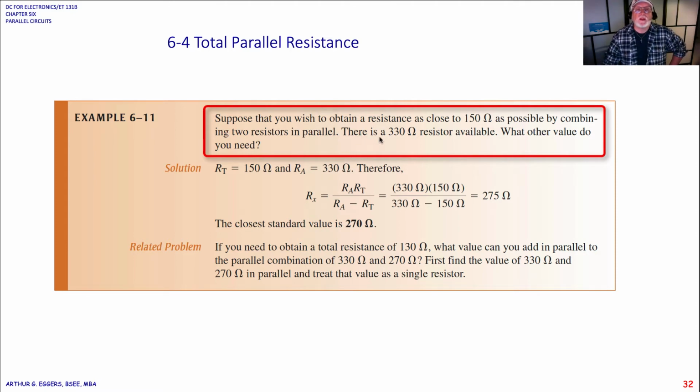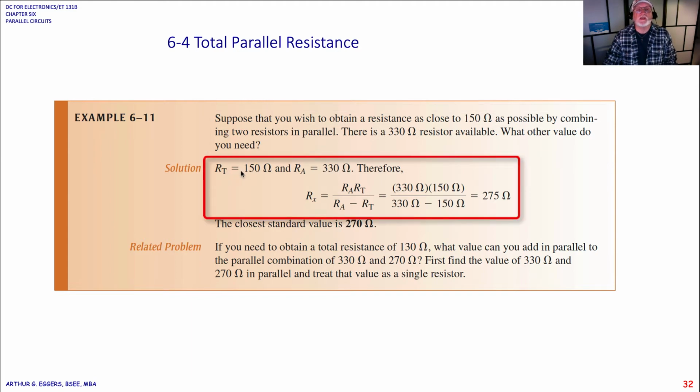So there's a 330 ohm resistor available. What other value do we need? So we're going to start with our 330 because we know when we tie two of them together, it's going to be smaller than the smallest. So we have a total resistance of 150 that we need to get to. And our known value is 330 ohms that we pulled out of the bin or out of our bench stock.